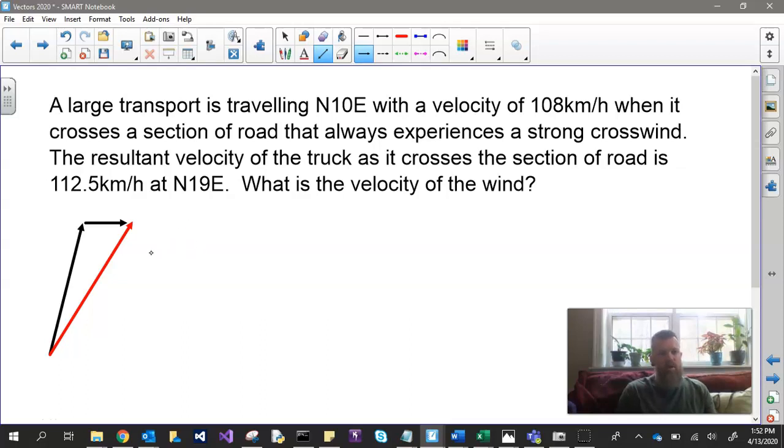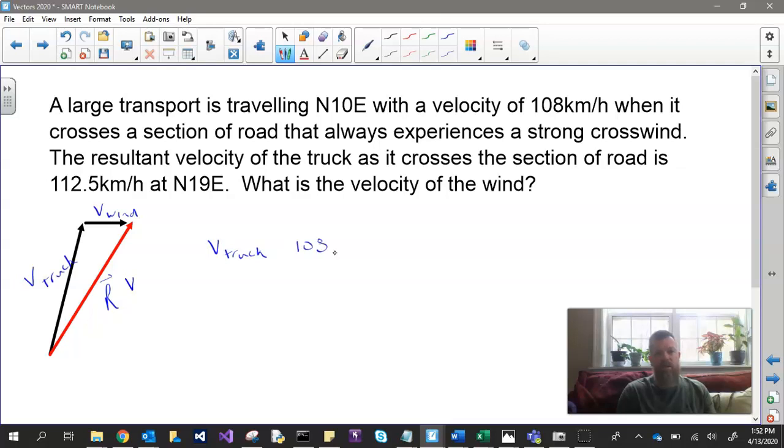So if you do it mathematically, what we have is the resultant velocity. So this is the velocity after everything. This would be the velocity of the wind blowing on the truck, and this is the velocity of the truck. So it's very similar to that question. So the first velocity, call it the truck, is 108 kilometers per hour, and I can leave it in kilometers per hour because everything's in kilometers per hour. And the angle is 10 degrees off of north, so that would be 90, and then 10 back towards the east, so that would be 80 degrees.